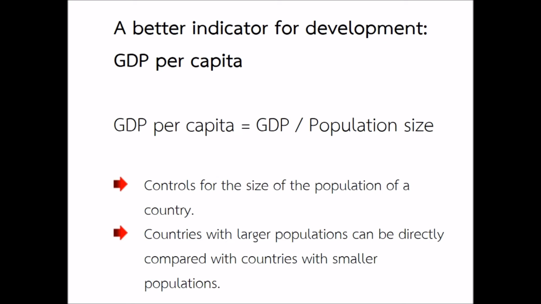So we need to find a better indicator for development than GDP. And there's a very simple one, which is called GDP per capita. GDP per capita is simply GDP divided by population size. And by dividing GDP by population size, this indicator controls for the size of the population of a country. And because of that, GDP per capita can be used in order to directly compare countries with larger populations with countries with smaller populations.